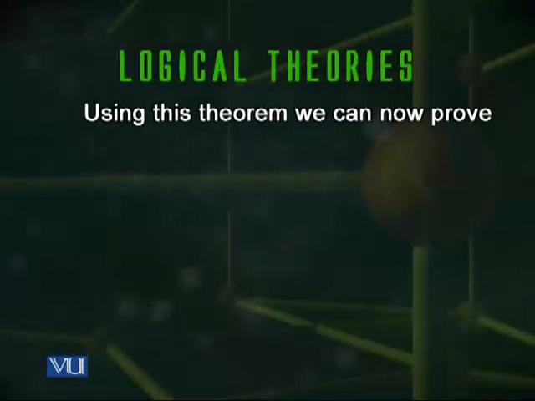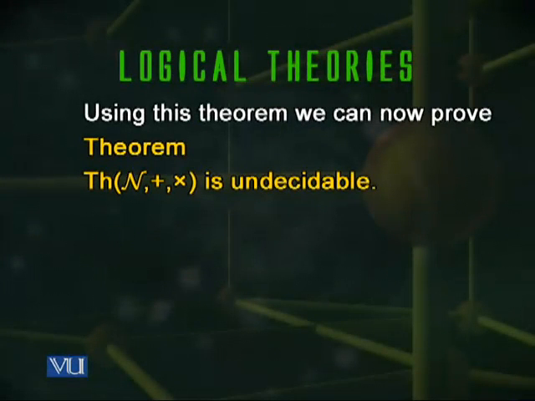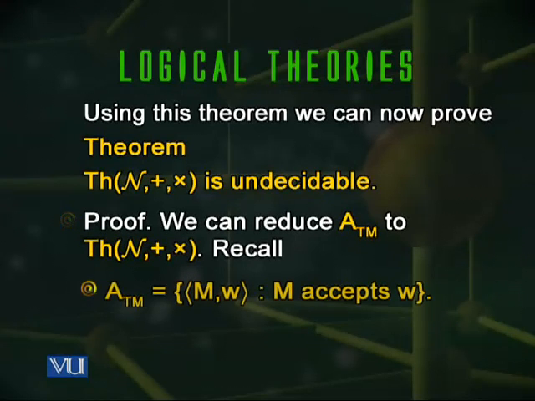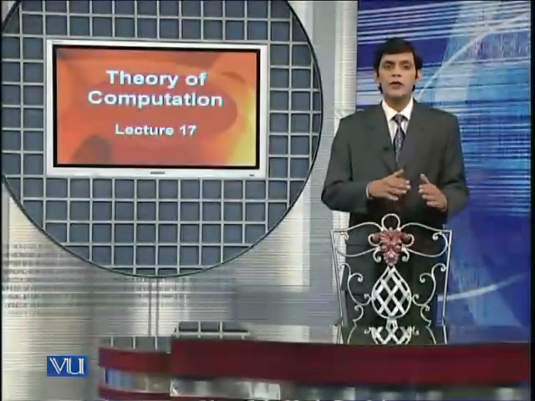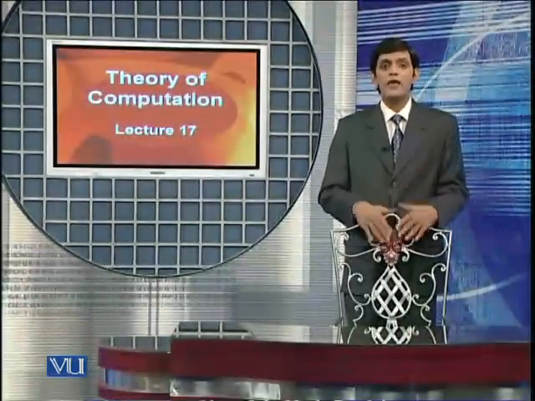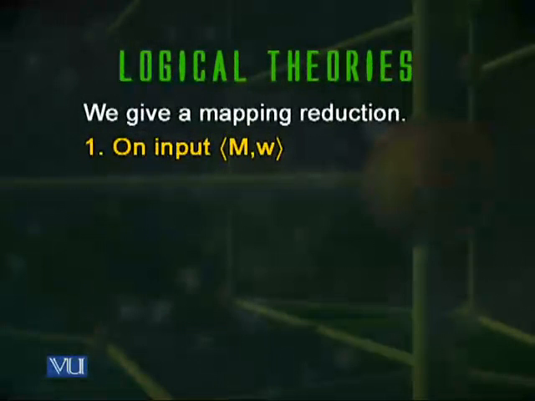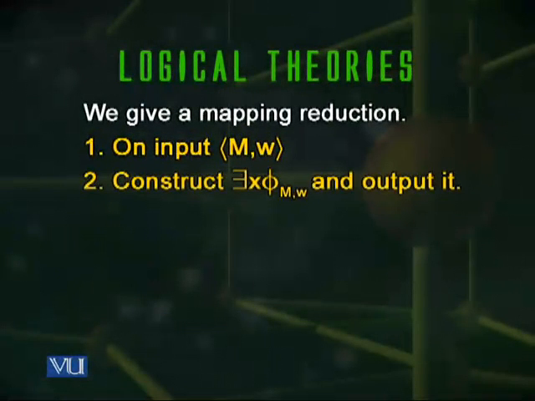Using the previous theorem, we can now prove that the theory of N plus and cross is undecidable. The proof is we will reduce ATM to this set. Recall that ATM is the set of all pairs M comma W such that M accepts W. So all we have to do is reduce ATM to this set. In order to do that, we give a mapping reduction which is given as follows. On input M comma W, construct this sentence which is guaranteed by the previous theorem. There exists x phi sub M comma W, and output it.